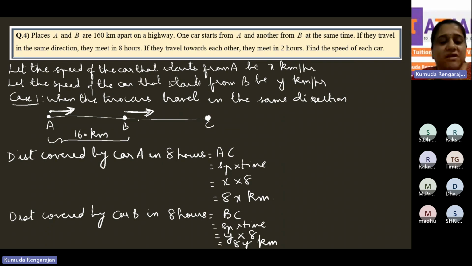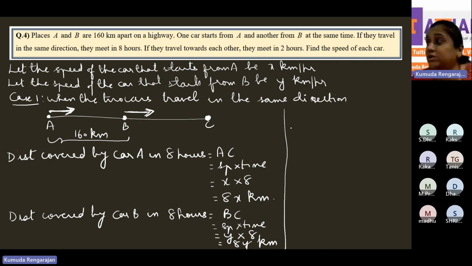Similarly, for the car that starts from B, the distance covered by car B in 8 hours is BC. The line segment BC represents the distance covered by the car that starts from B in 8 hours. Again, how do you find the distance BC? Speed into time. Speed is y, time is 8. So 8y kilometers. Now, how do we construct the equation?